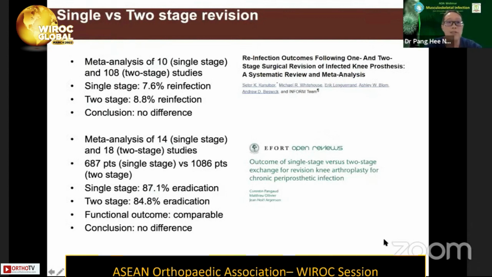So what is the evidence out there for single versus 2-stage revision? In this meta-analysis, there's actually no difference if you choose the patients wisely. No difference in outcomes between a single stage and a 2-stage procedure if you choose your patients wisely.